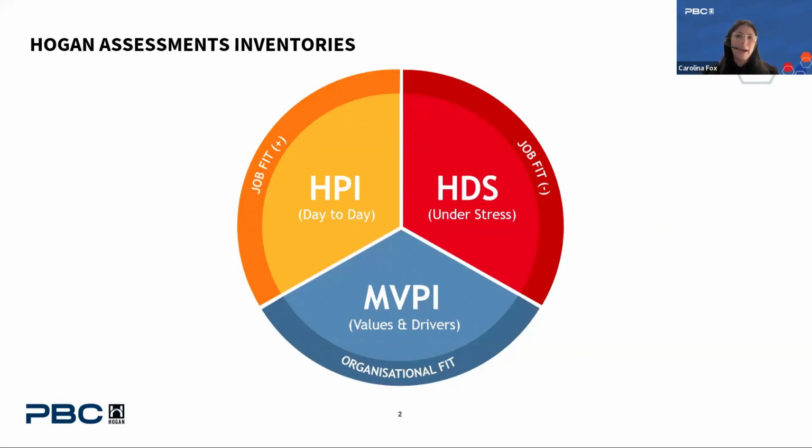So the bright side is the Hogan Personality Inventory, which looks at a person's day-to-day strengths. The dark side, or the Hogan Development Survey, looks at a person's potential derailing tendencies that might be observed if they're under stress or pressure. And then finally, we've got the inside, or the Motives, Values, and Preferences Inventory. So this looks at our values and drivers and might give some insight into the culture that a person might be most attracted to, or the culture they might create within a team as well.